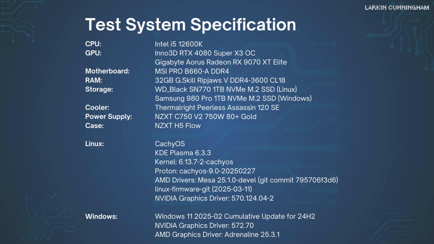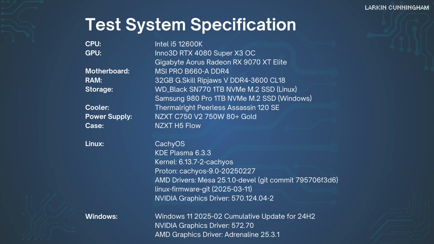So I'll begin with looking at the test system specification. Now, the CPU I used was an i5 12600K. Now, that's not ideal, but the Linux PC I had available to me had this CPU. I will do more testing with a 7800 X3D CPU, and we'll really put the 9070 XT and 4080 Super through their paces and see what the true performance of these GPUs would be.